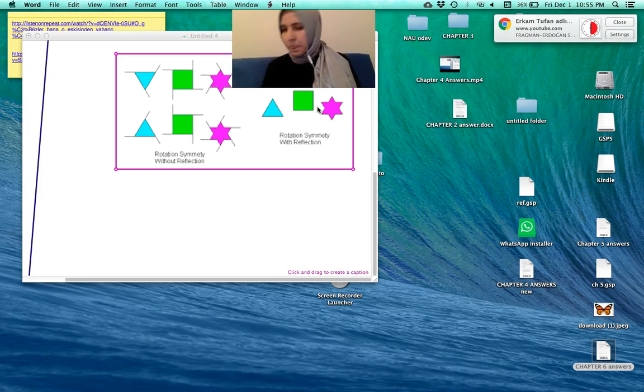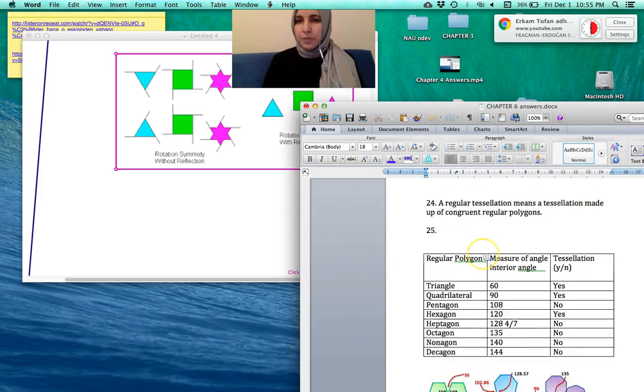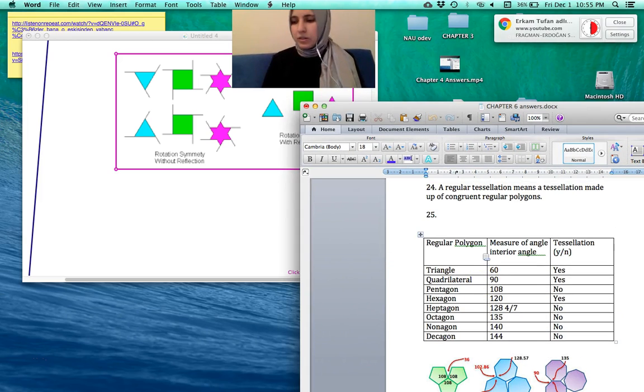There's a schema, which I think it's better to look there. The question 4, describe other examples of regular tessellations. Regular tessellations means a tessellation made up of congruent regular polygons.